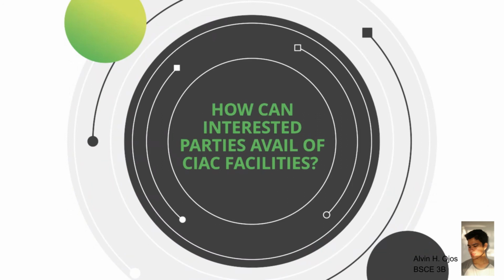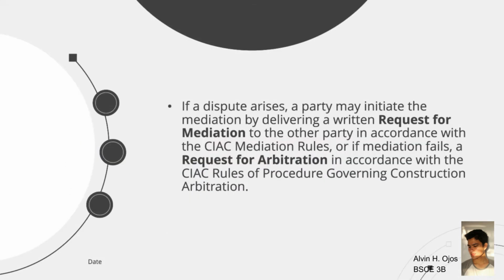How can interested parties avail of CIAC facilities? If a dispute arises, a party may initiate the mediation by delivering a written request for mediation to the other party in accordance with the CIAC mediation rules, or if mediation fails, a request for arbitration in accordance with the CIAC rules of procedure governing construction arbitration.